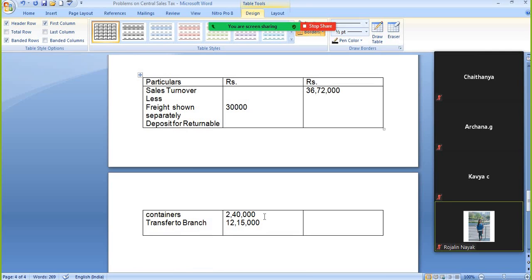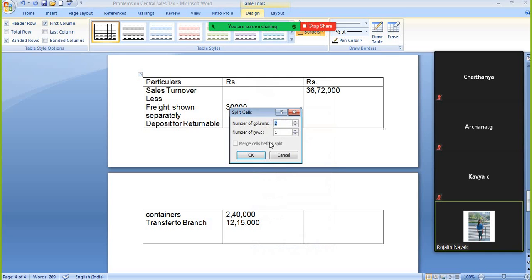Then what about the next one? Packing charges. Packing charges are already included, so we need not deduct them because packing charges form a part of the sales. Okay, so add these three items: 30,000, 2,40,000, and 12,15,000. How much will you get? 14,85,000.